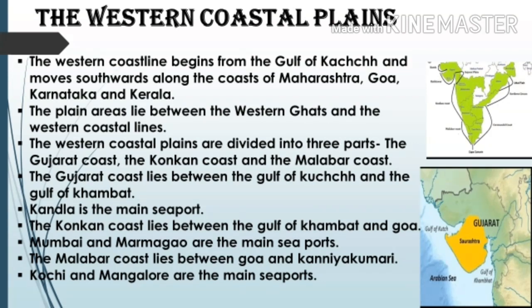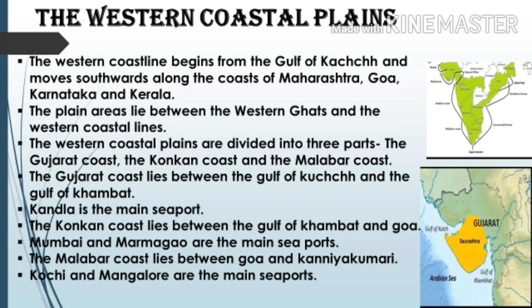The Konkan Coast lies between the Gulf of Khambat and Goa. Mumbai and Marmagao are the main seaports. The Malabar Coast lies between Goa and Kanyakumari. Kochi and Mangalore are the main seaports.